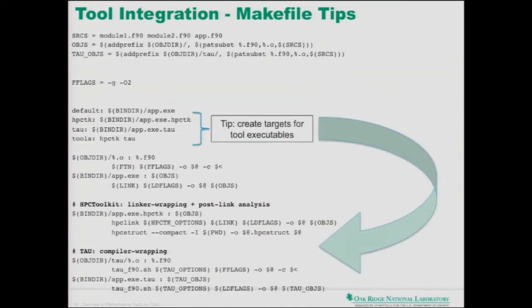You can create specific targets for your executables that are built with the tools. So in a lot of mine, I have a make tools target, which will build for all the tools. And then I have individual ones, for example, build for HPC Toolkit or build for Tau. Down below are the actual build lines. So at the bottom, I'm showing the use of the Tau objects to actually build the Tau executable. And this is all something that you can refer back to later.